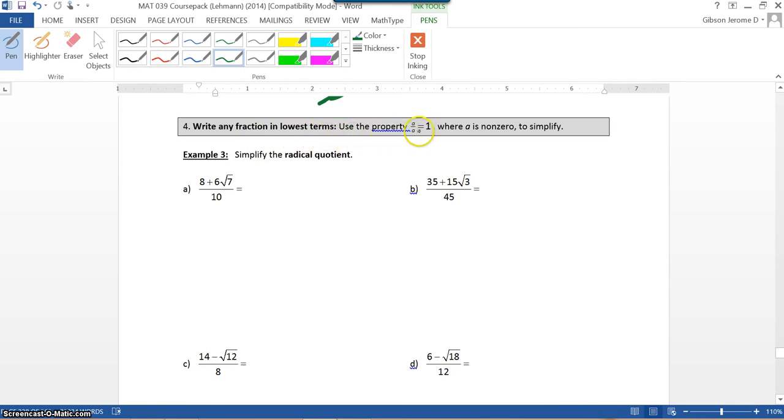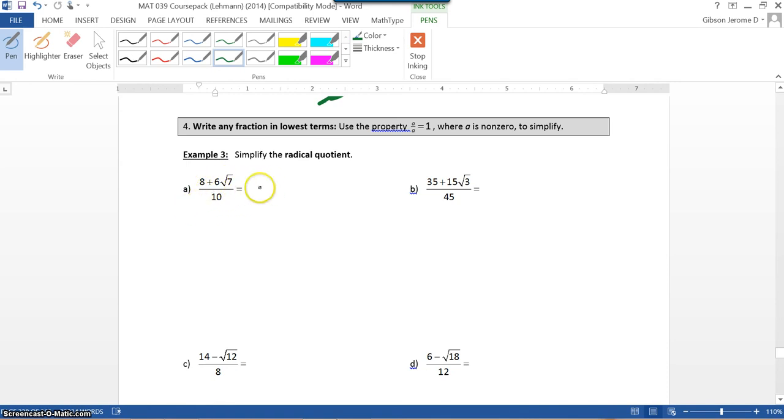Now it says write any fraction in lowest terms. Use the property a over a equals 1, where a is non-zero, to simplify. Okay, now we have 8 plus 6 square root 7 over 10. Now this 10 can only simplify with the 8 and the 6. The square root of 7 will still stay under the radical.